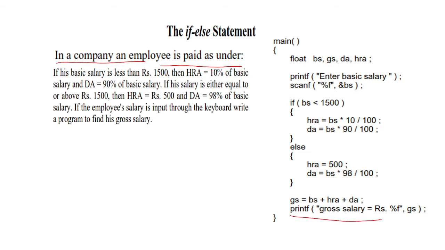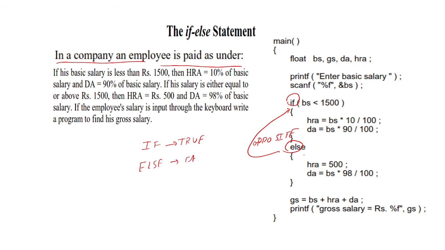And in this statement the gross salary is printed on the output window, and it is also taken as %f. So this is the way we can use if and else statements. Else is automatically the opposite of the if. Else is opposite of the if, meaning if is true, else is false. It is the opposite of true, the complement of true.